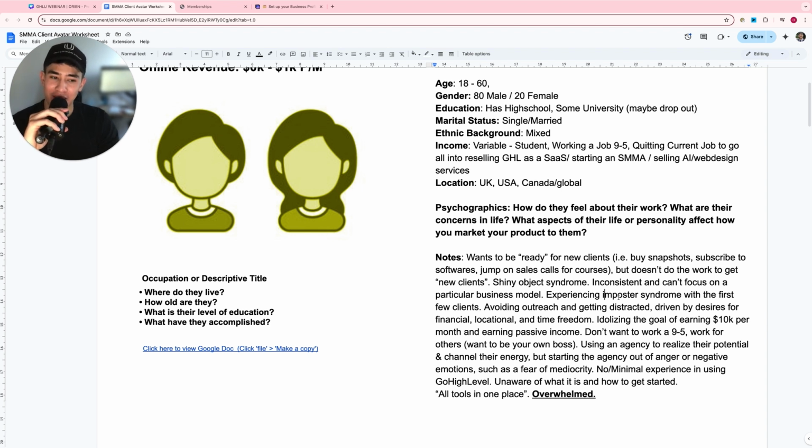Yet you don't want to work a 9 to 5, or you don't really want to have your own boss. You ultimately utilize the agency as a way to realize your full potential. But you tend to start this agency out of anger or negative emotions, such as fear of mediocrity. And finally, you have very minimal experience in using GoHighLevel, and you're unaware of what it is or how to get started, and you have this overwhelming feeling.